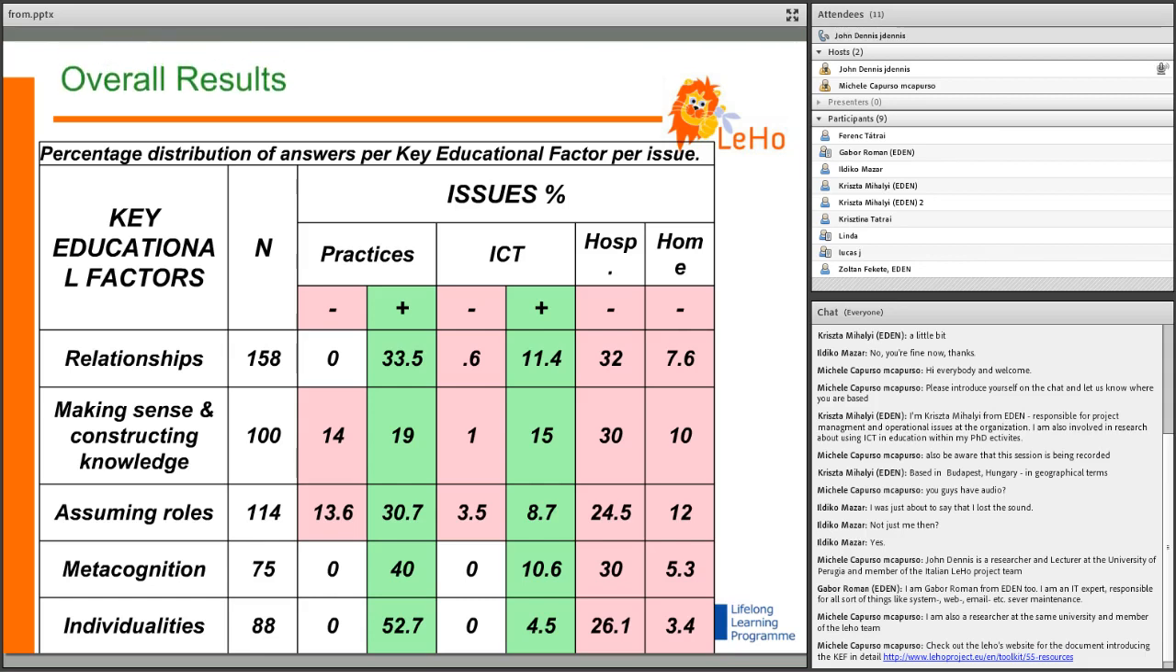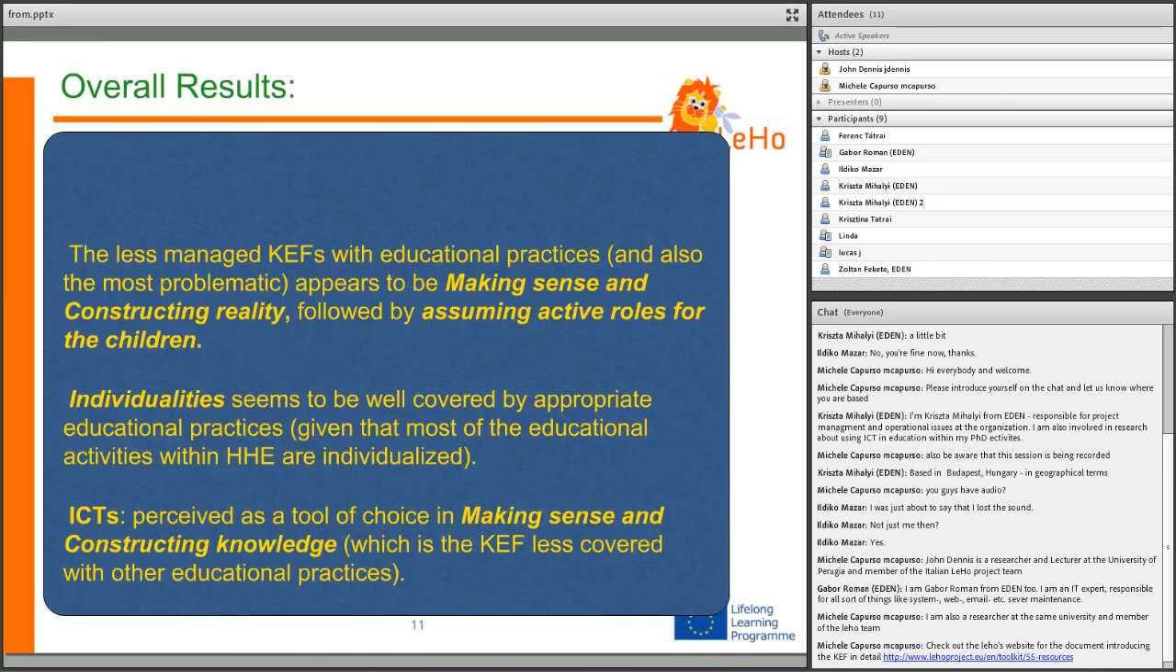So let's dig a little bit deeper. The less managed KEFs with educational practices appear to be making sense and constructing reality, followed by assuming active roles for children. Essentially, ICT is perceived as a great tool for making sense and constructing knowledge, according to results from the first focus group.